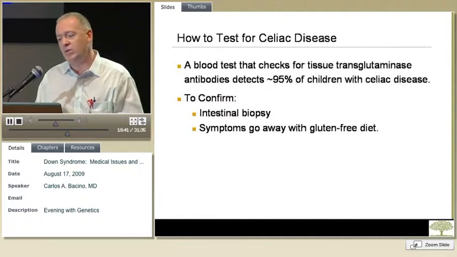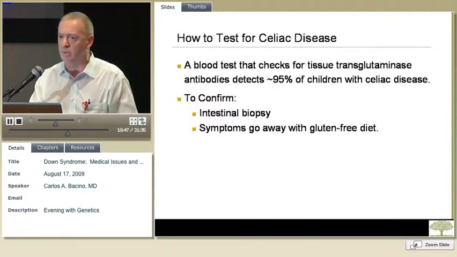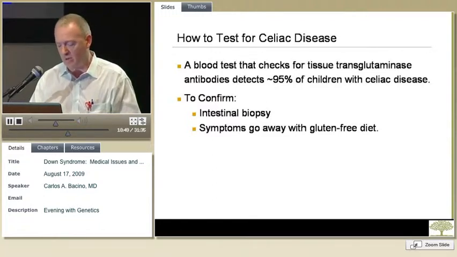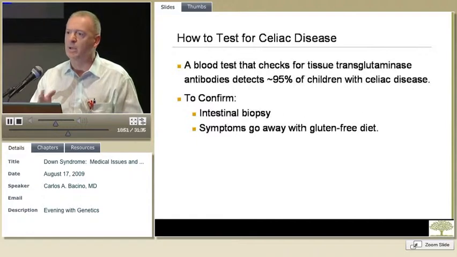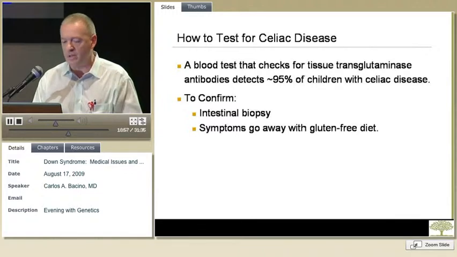If this test is abnormal, if there is a problem, then the next test to do is just to take a small piece of the intestine and do a biopsy, you confirm, and then you put your child on a gluten-free diet. And after the gluten-free diet, things are definitely going to improve.